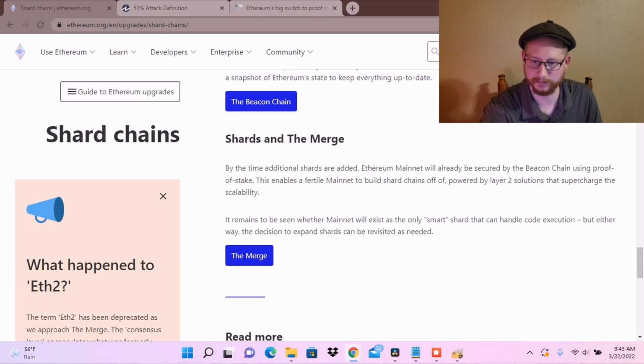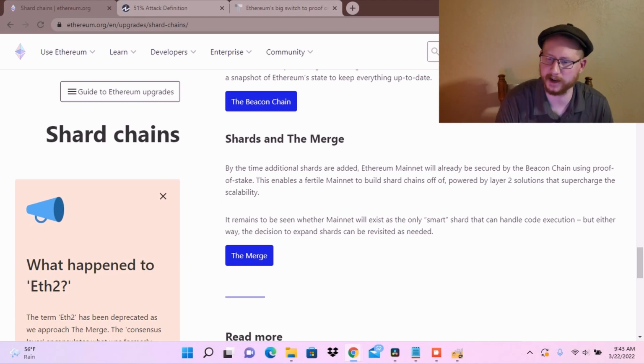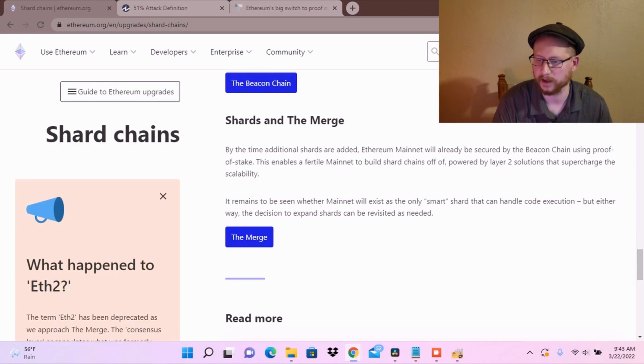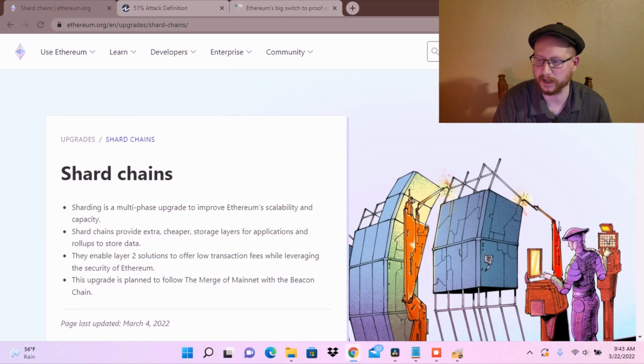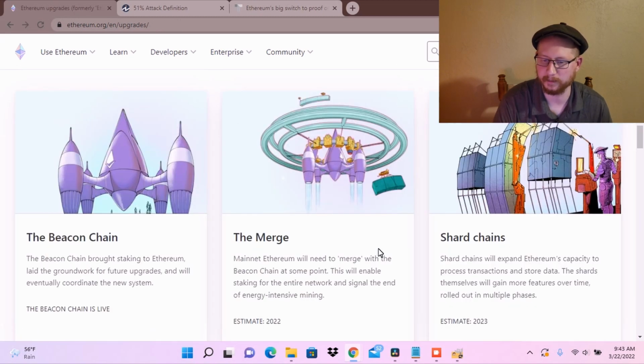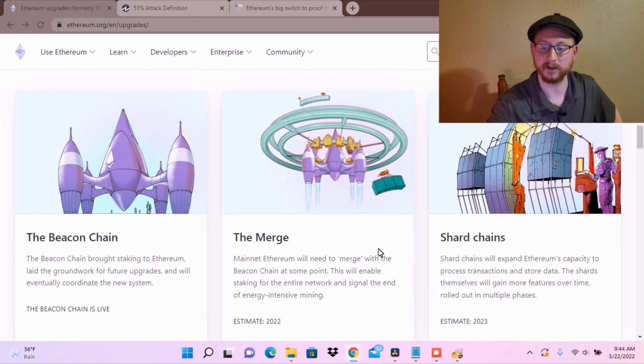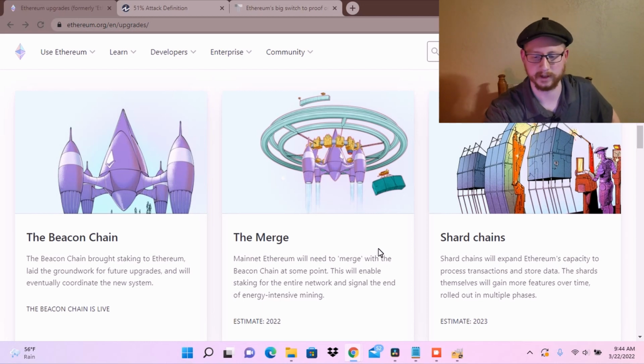I'm going to try to wrap this up. By the time additional shards are added, Ethereum mainnet will already be secured by the Beacon chain using proof of stake. This enables a fertile mainnet to build shard chains off of, powered by layer 2 solutions and supercharge the scalability. It remains to be seen whether mainnet will exist as the only smart shard that can handle the code execution, but either way, the decision to expand shards can be revisited as needed. That's good to know, right?